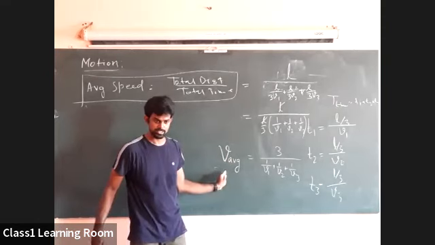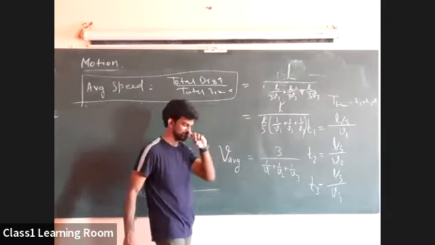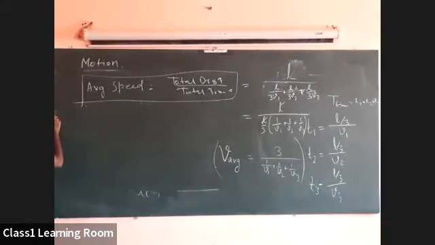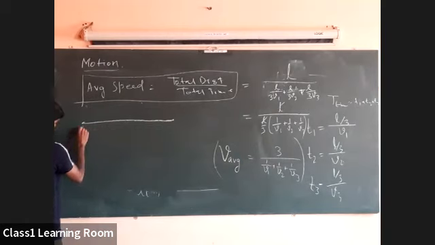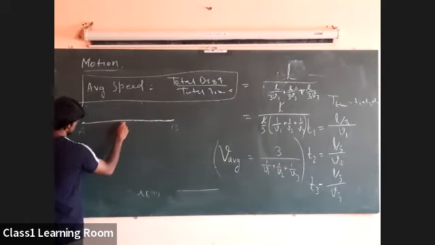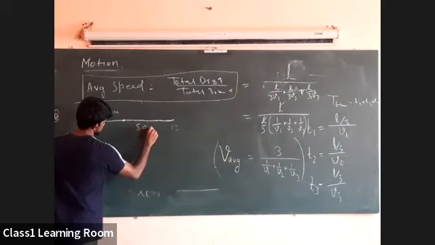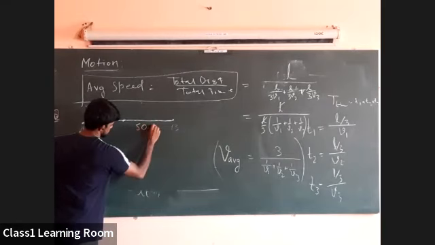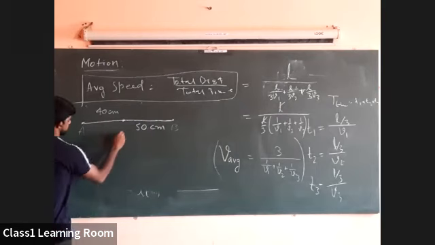Aniket, did you understand this? Okay, we'll do one problem. Just let's solve one more question. So this is point A, point B, and this length is 40 centimeter, and this is 50 centimeter. Now this is point C.